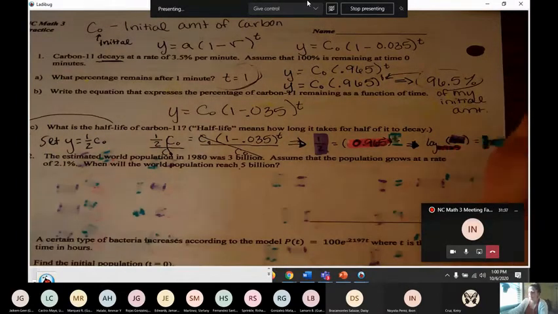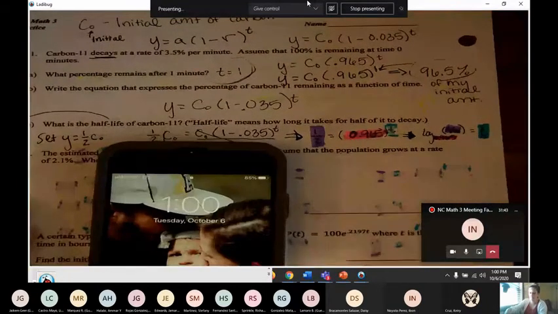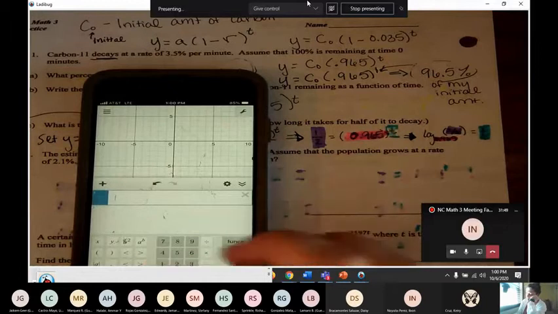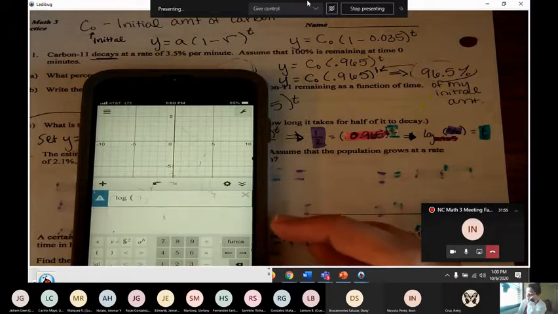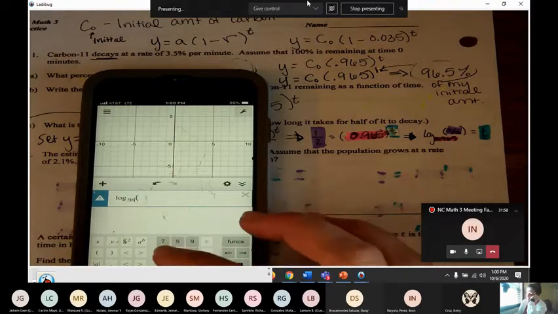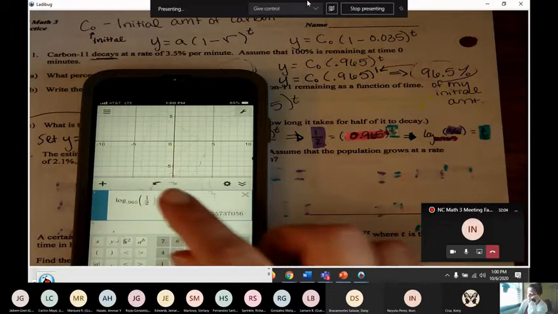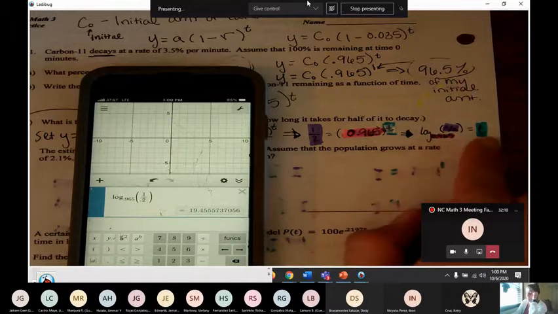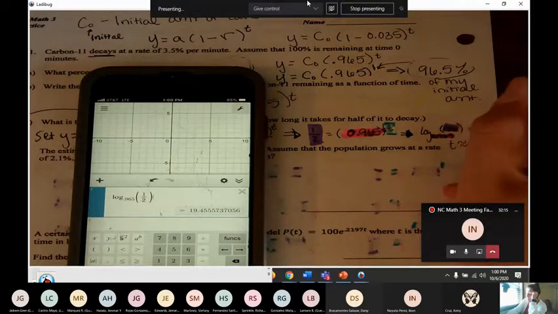Okay, so now we could take our calculator and type in log, my base needs to be 0.965, and the stuff inside the parentheses was 1/2. And then that's it. All of that should be equal to t. So I should get that my t value is going to be about 19.5 minutes.